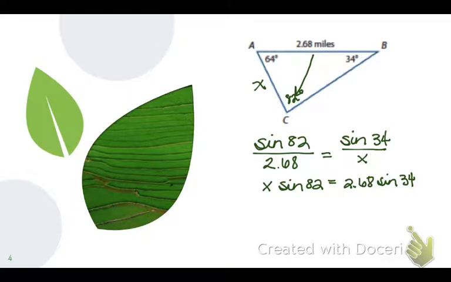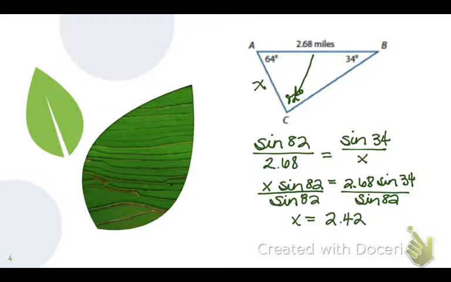So remember that the sine and the angle, those two things are joined together. That's a ratio on that table for sine values, so we can't break that apart and just work with the 34. We have to keep that together. Then I can divide both sides by the sine of 82. And then at this point, you're going to have to do that work in your calculator. Make sure that your calculator is in degree mode so that you're getting the correct answer. And so once I type in 2.68 times sine of 34 and divide that by sine of 82, we should get 2.42.